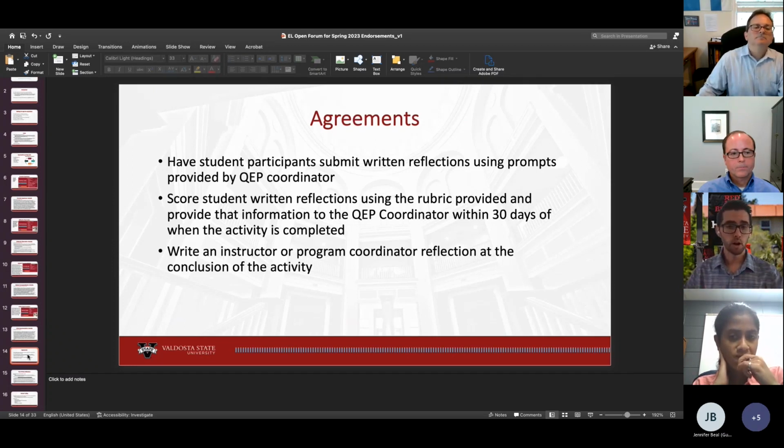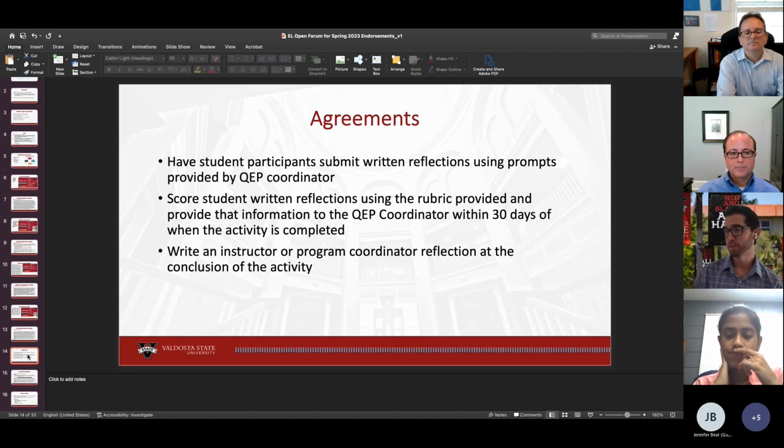And with those prompts, in terms of the responses that they write, we're going to ask you all to evaluate each one of those reflections using a rubric that we provide to you. It's just a 1 to 5 scale. You highlight it. That's all I need, to be honest. And you just email me that at the completion of your activity. That's pretty much what I probably will need from you. And then the one thing we ask of each of you as the instructors and/or program coordinators is to write a guided reflection as well, to speak about what happened during the activity, and also what could go better next time.